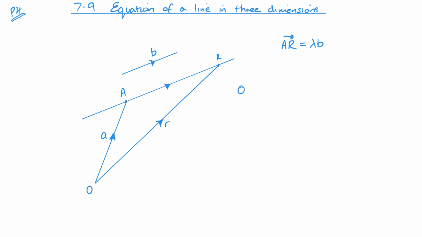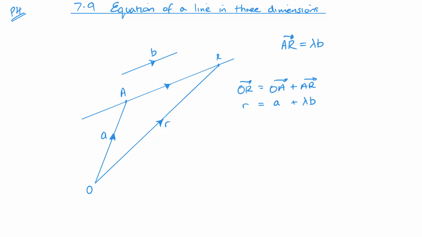And what I'm trying to look at here is essentially the position vector of R. So OR is going to be OA plus AR. And OR is small r. That's that position vector. OA is a, and AR is lambda B, some multiple of B. And here we have the first idea of an equation of a line in 3 dimensions.